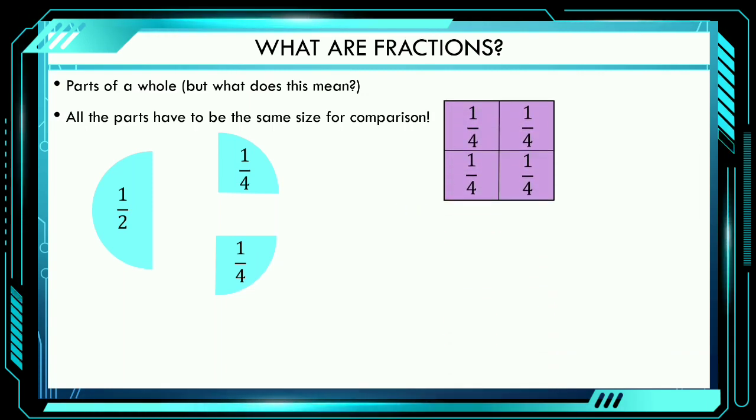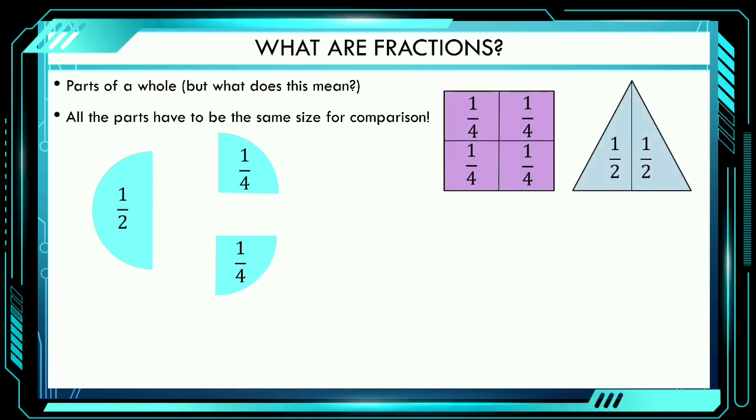Now, there are a couple of examples here of other shapes that have been split up. So you can see the shape here, the square that has been split up into quarters. Notice that all the quarters are the same size because they have to be the same size, otherwise you can't call all of them quarters. And the triangle, notice that it's split up into two halves, and the halves are obviously the same size.